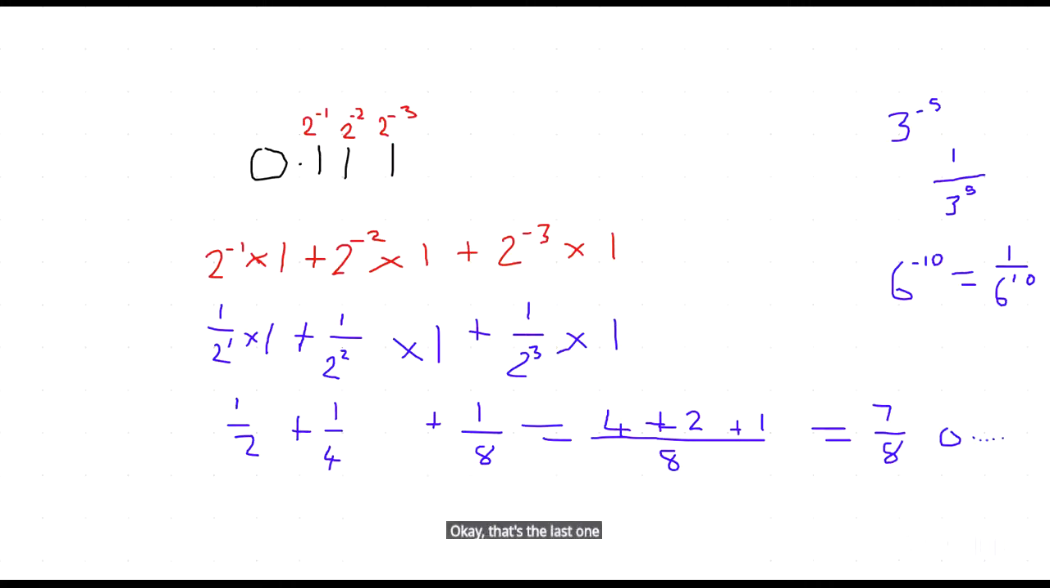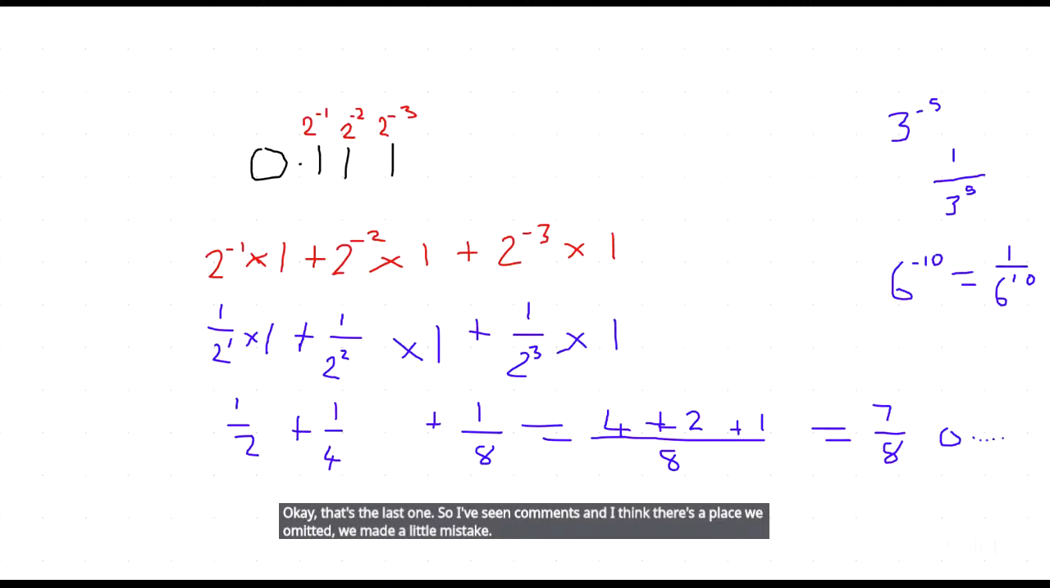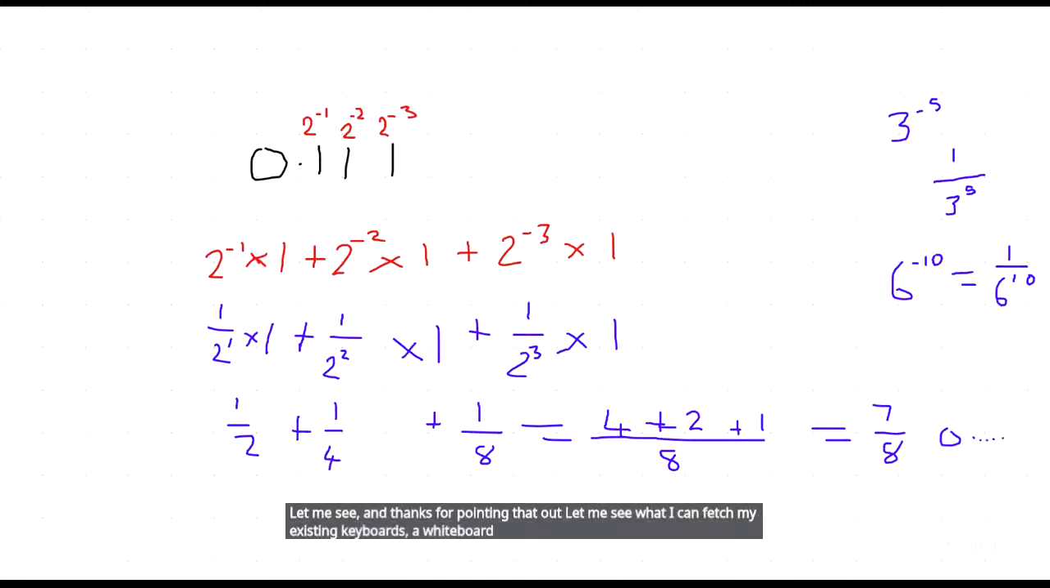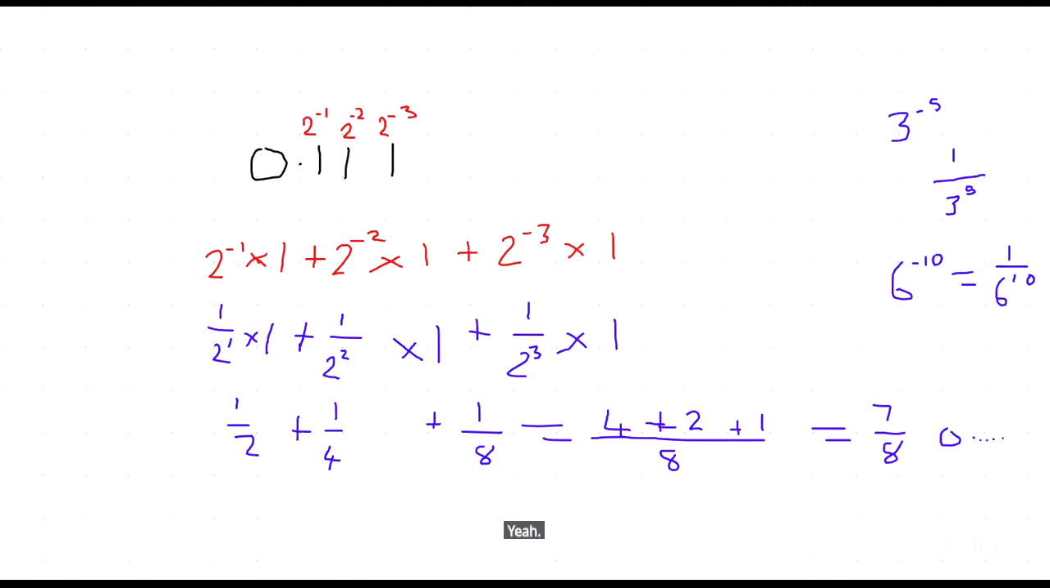So I've seen comments, and I think there's a place we made a little mistake. Thanks for pointing that out. Let me see whether I can fetch my existing work on the whiteboard. When we were converting decimal fraction to binary, we took the answers from up. It should be from down. So I have them here. Let me get where it is. It was 250. Yeah, I think it should be this.